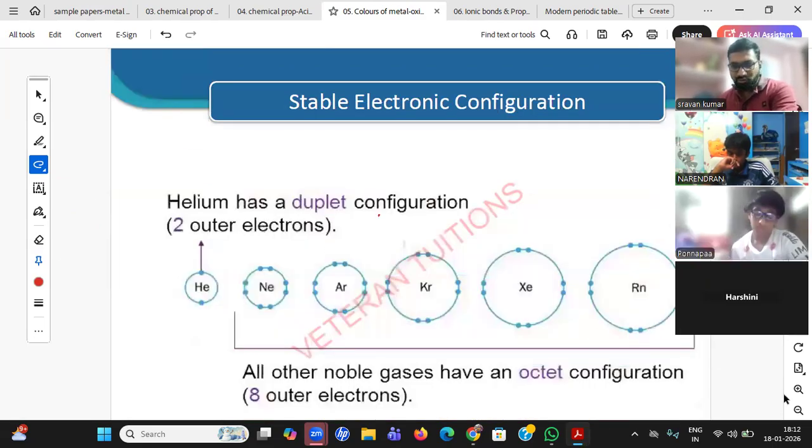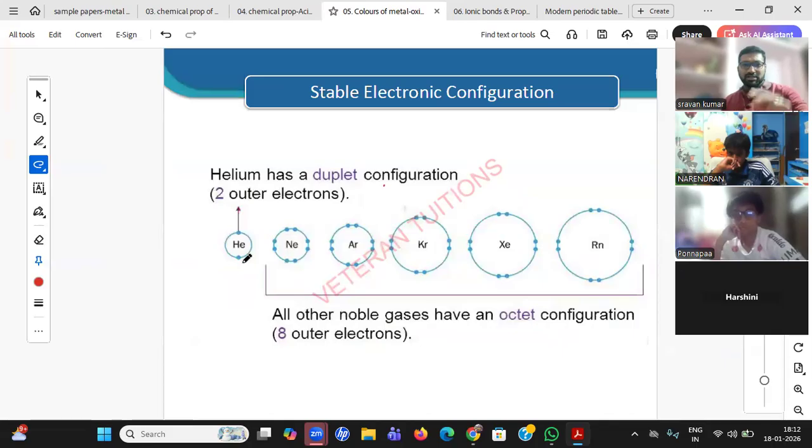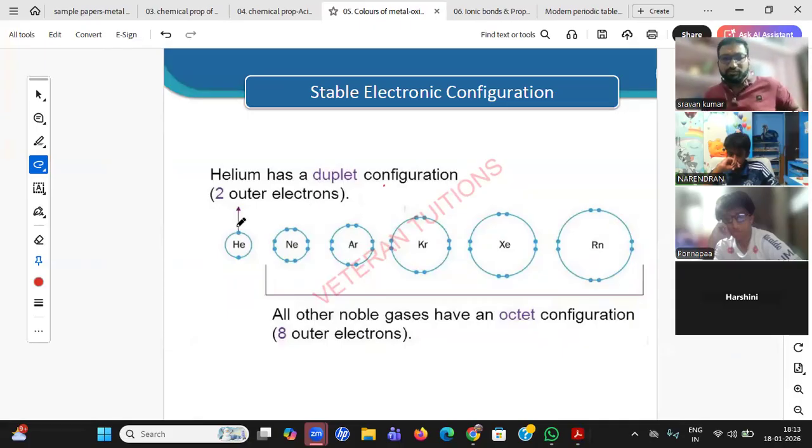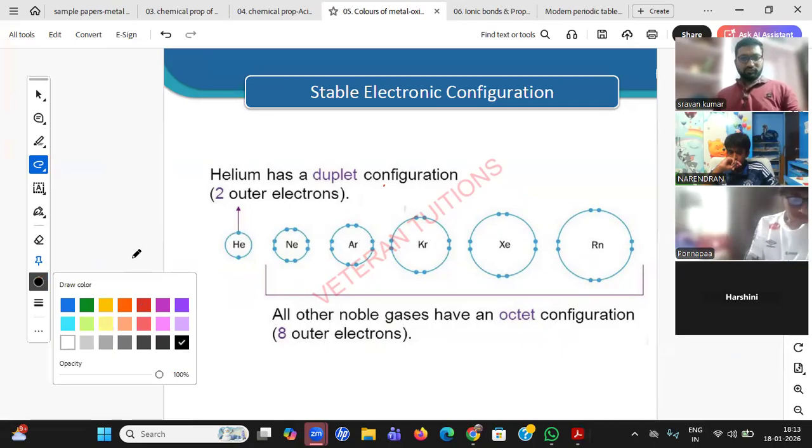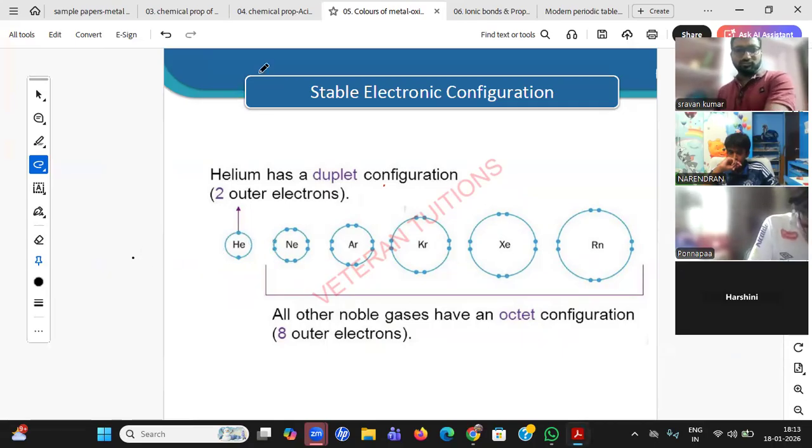Yeah, so I'll show you. This is what you want to ask, Fadila. Stable electron configuration of inert gases or noble gases. How does nitrogen hold 5 in the L shell?